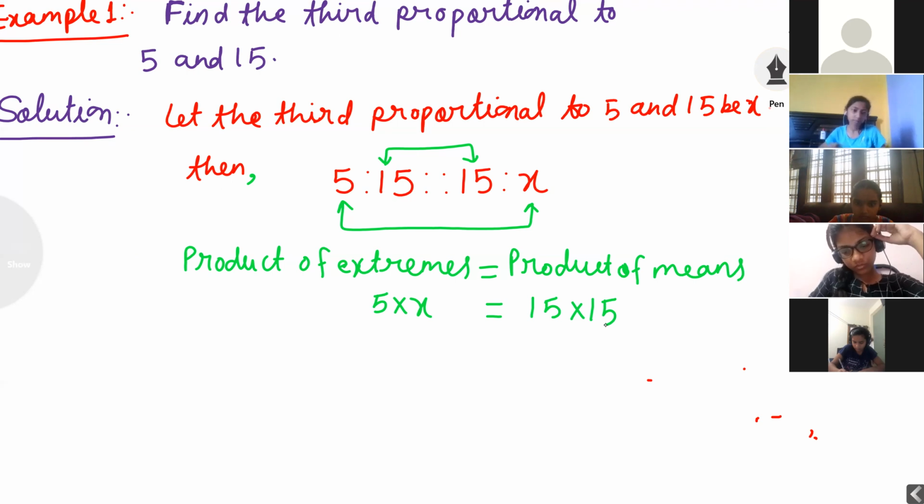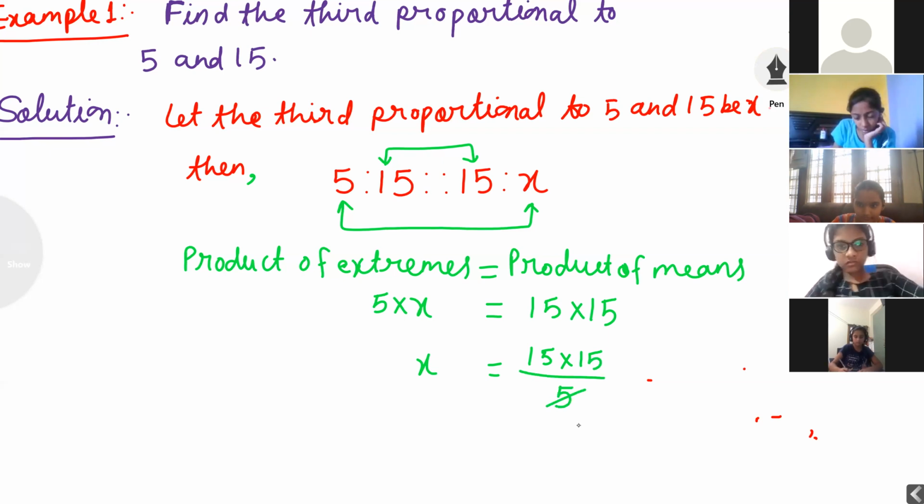Now 5 into x means multiplication, so I want to do division. x is equal to 15 into 15 divided by 5. Multiplication becomes division. Now 5 ones are 5, 5 threes are 15. Now the value has come: 3 into 15 is equal to 45.